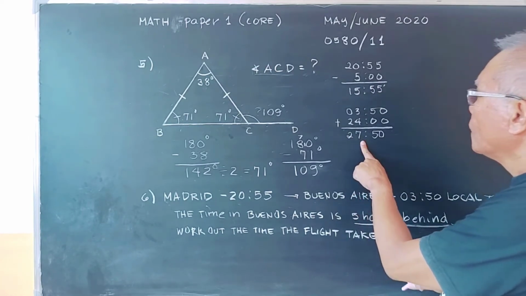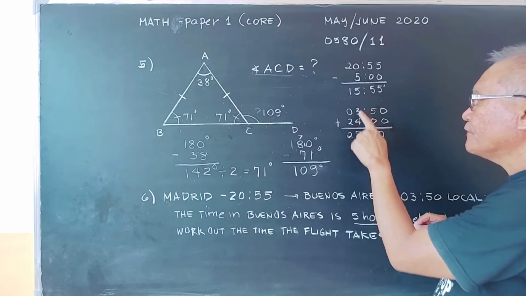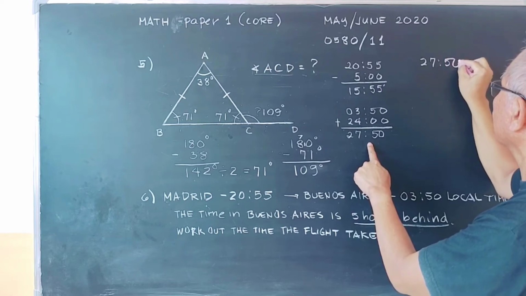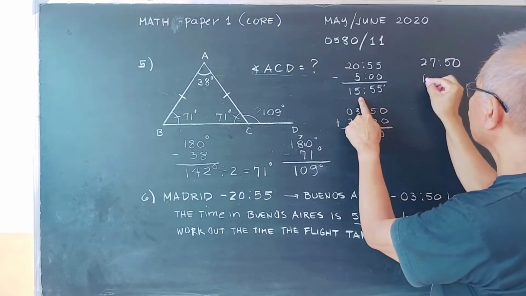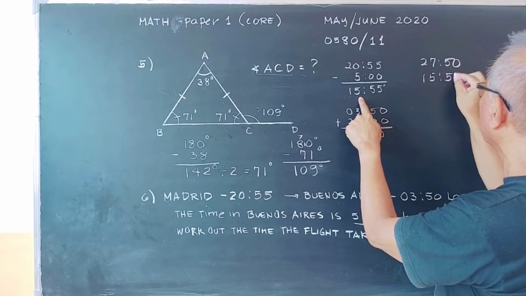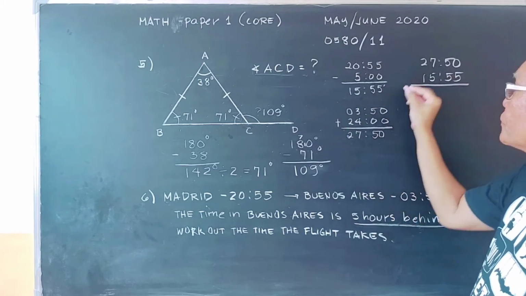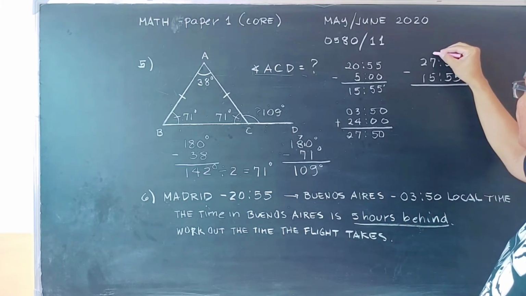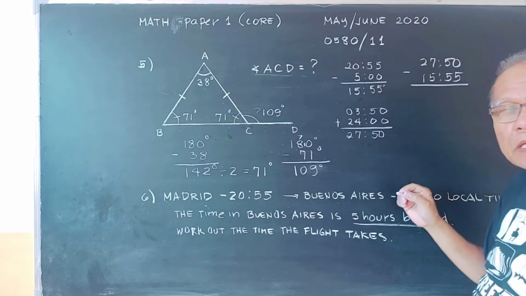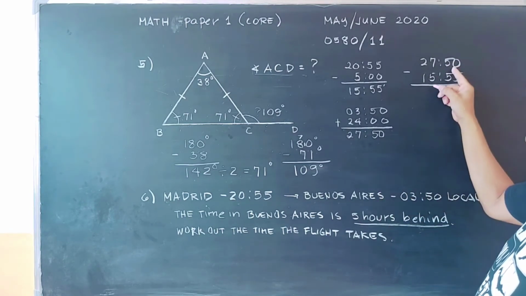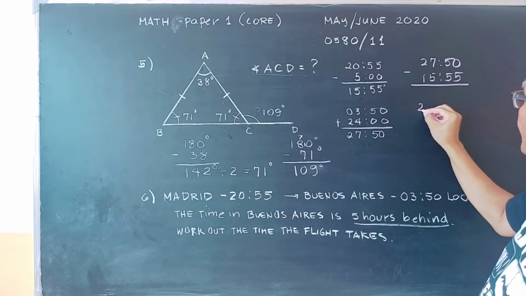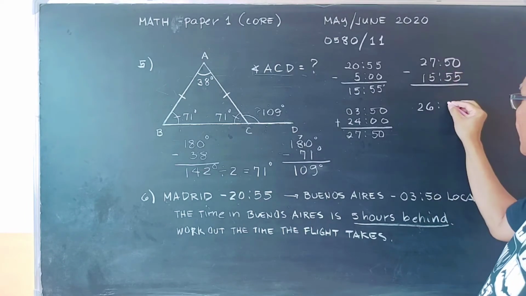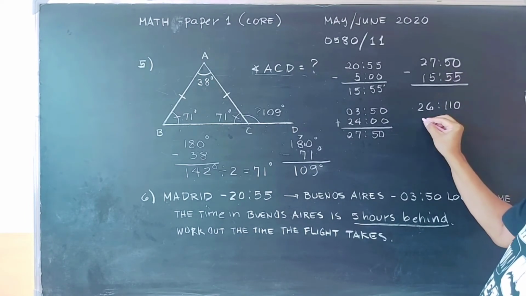Okay. Now, what we're going to do is we just subtract this one from 27. So we have here 27:50 minus this 15:55 here. Now, we are going to subtract, but how can we subtract 55 from 50? We must borrow 1 hour from 27 and put it here. That 1 hour is equal to 60. So we are going to add 60 to 50. So this one will become 26, and 60 plus 50 is 110 minutes.